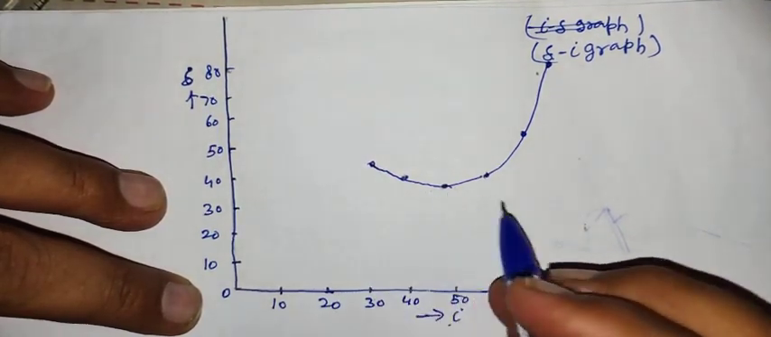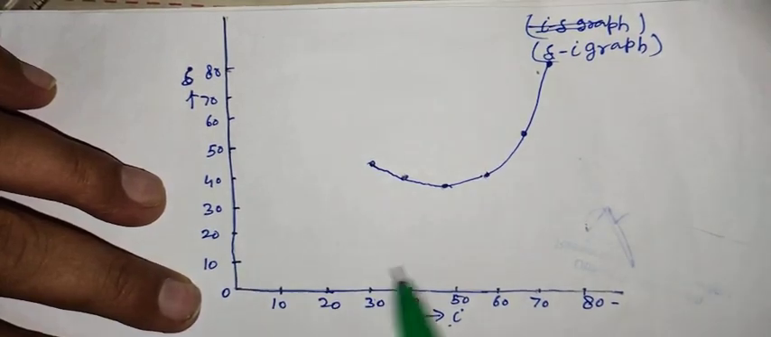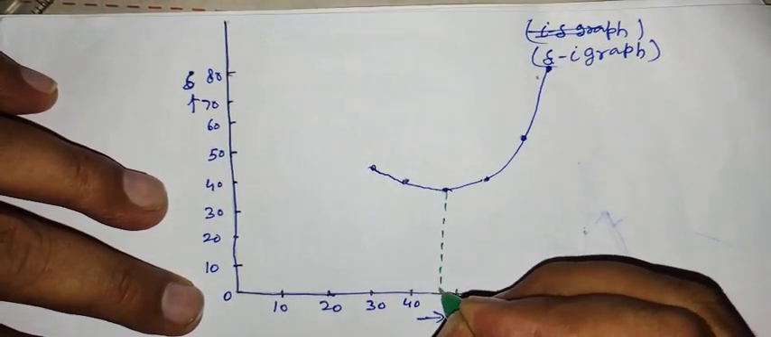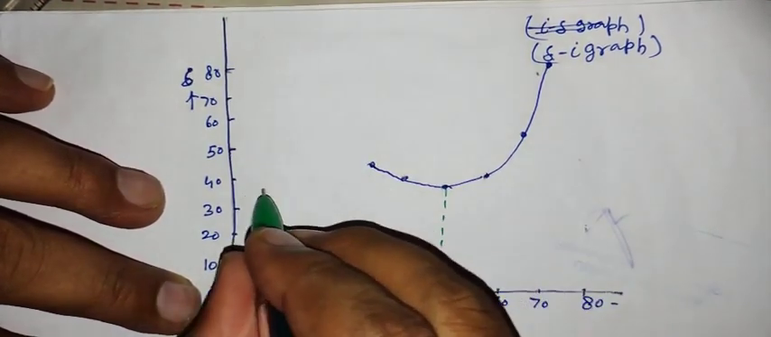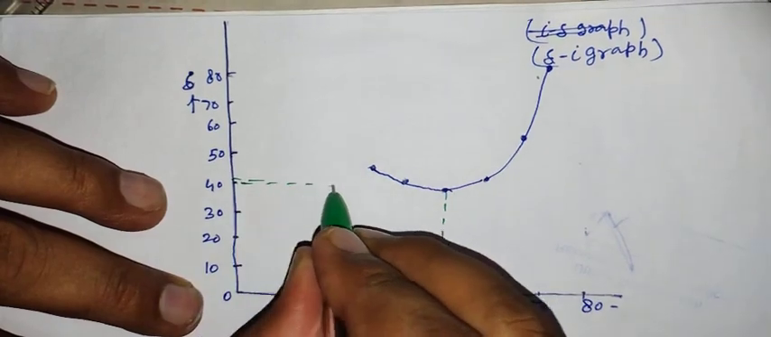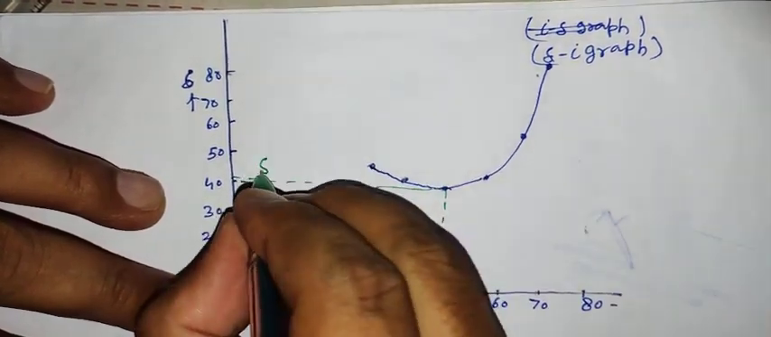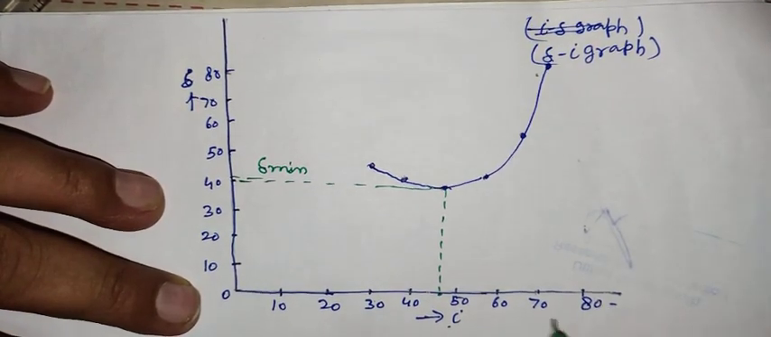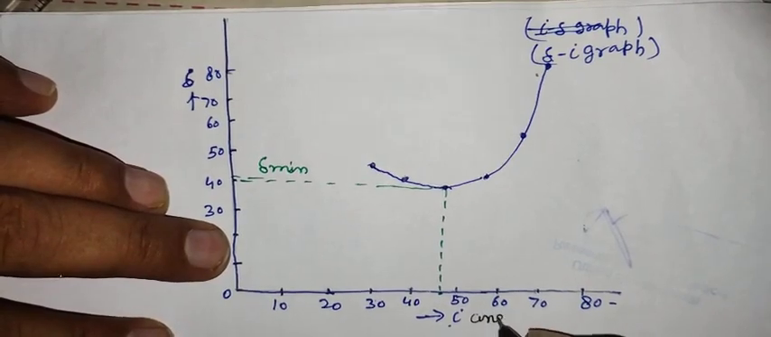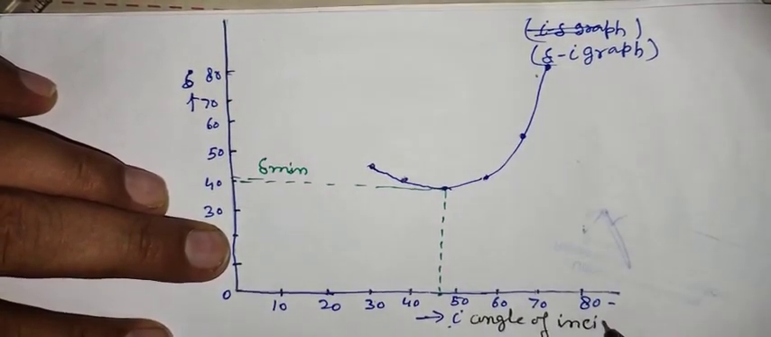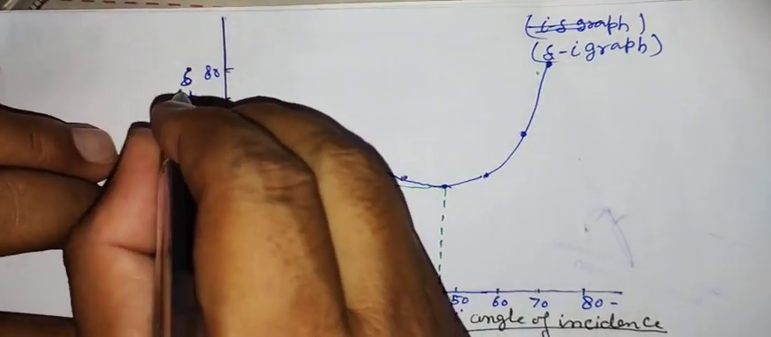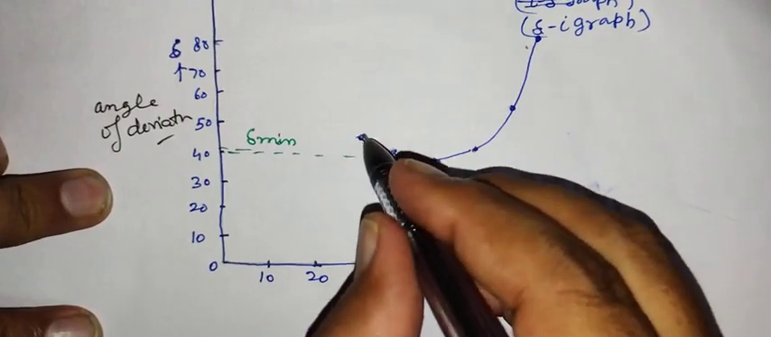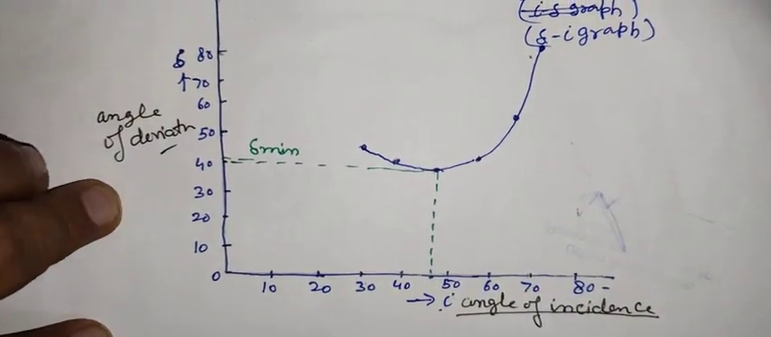See, as angle of incidence increases, angle of deviation decreases in the beginning and gets a minimum value. This is known as minimum value of angle of deviation at a given angle of incidence. Then on further increasing the angle of incidence, the angle of deviation increases again. This is the graph nature.